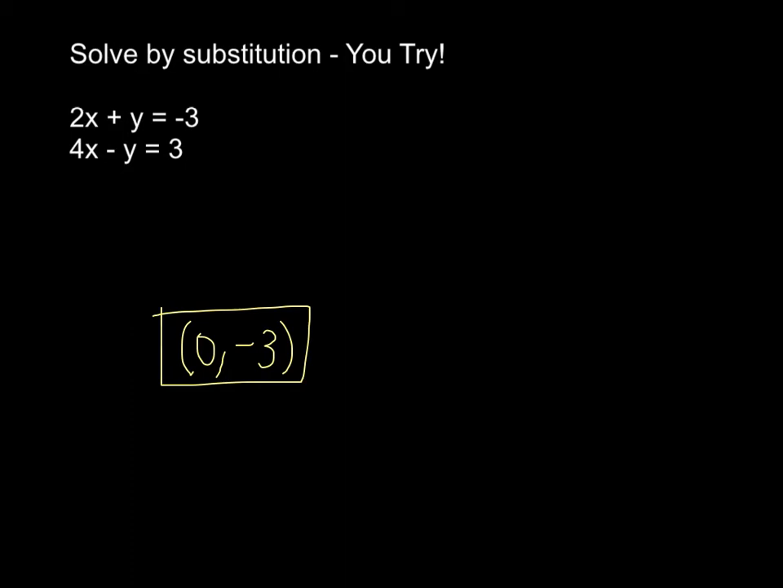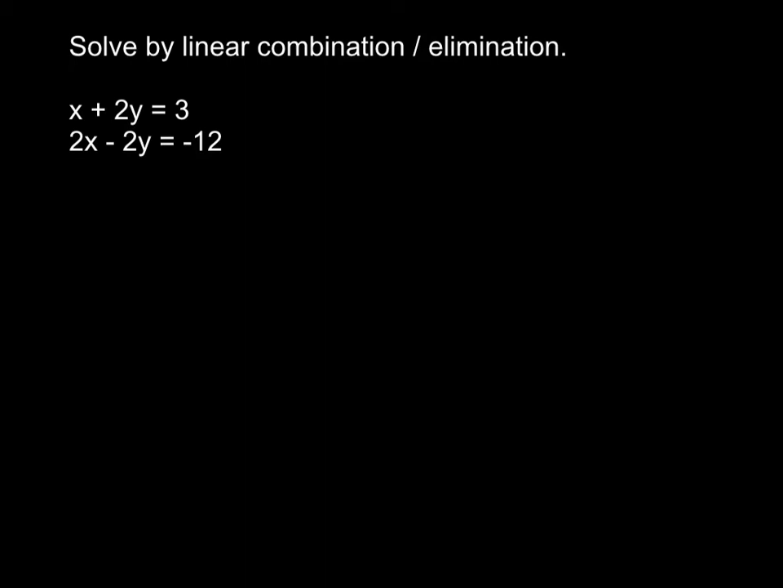That was substitution. Now linear combination, or I'm going to call it elimination. So it says solve by linear combination or elimination. We have this example here. Linear combination is when you need both x's to share the same coefficient or both y's to share the same coefficient. So here I have positive 2y, negative 2y. So they're both 2, and then they need to be opposite signs. I have a positive and I have a negative, so I'm ready to go.